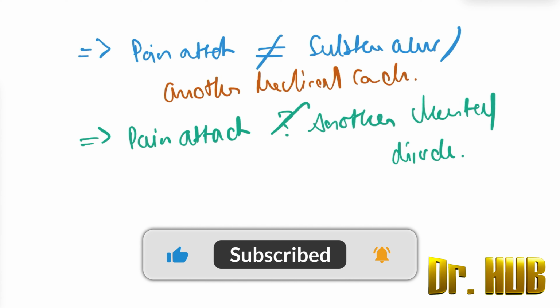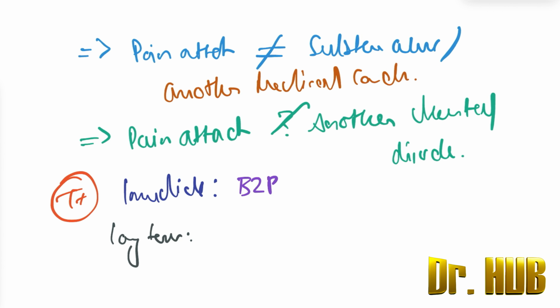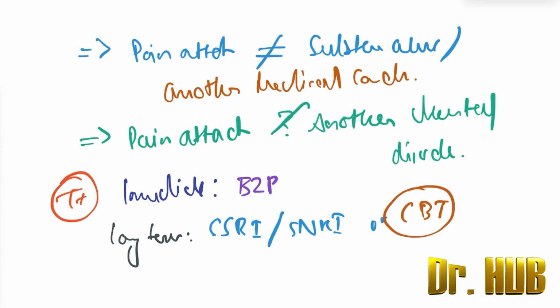So how do you treat this panic attack? Immediate treatment is with benzodiazepines. And in terms of long term, we give SSRIs as well as SNRIs, or cognitive behavioral therapy, that is CBT. So under anxiety disorder, we saw the panic disorders.